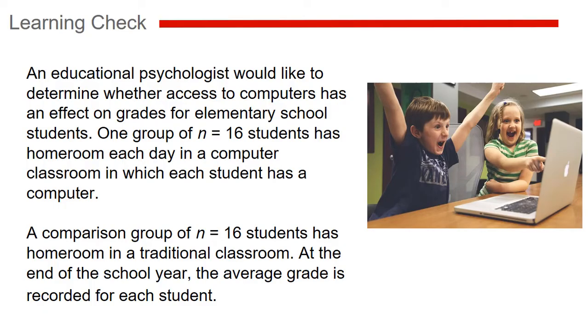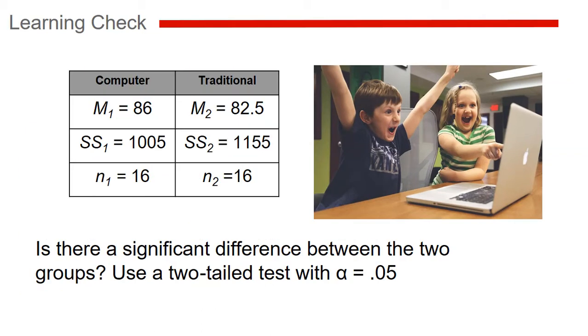Here is the scenario. An educational psychologist wants to know if having computers has an effect on grades for elementary school students. So one group of students has computers and the other group of students does not have computers in their homeroom. And at the end of the year, the average grade is recorded for each student. So we have an independent variable of the grouping variable. Either students are in the computer classroom or in the classroom without computers. That's the independent variable. And the dependent variable, which is going to vary according to group membership, is the average grade. And the question is, is there a significant difference between these two groups?